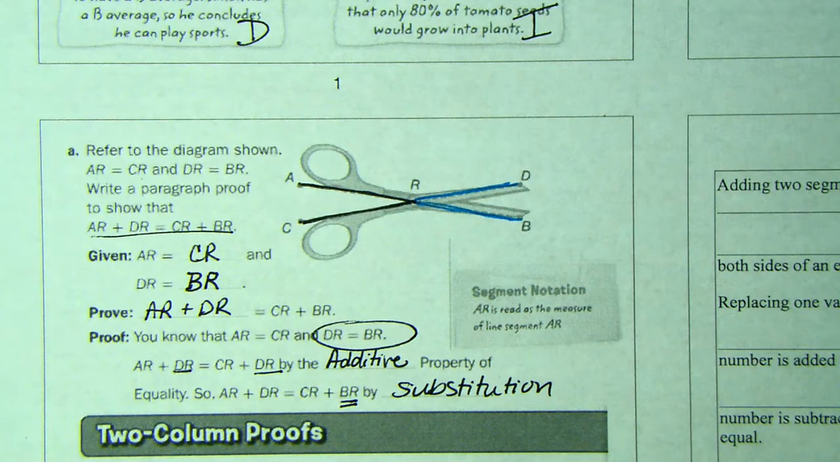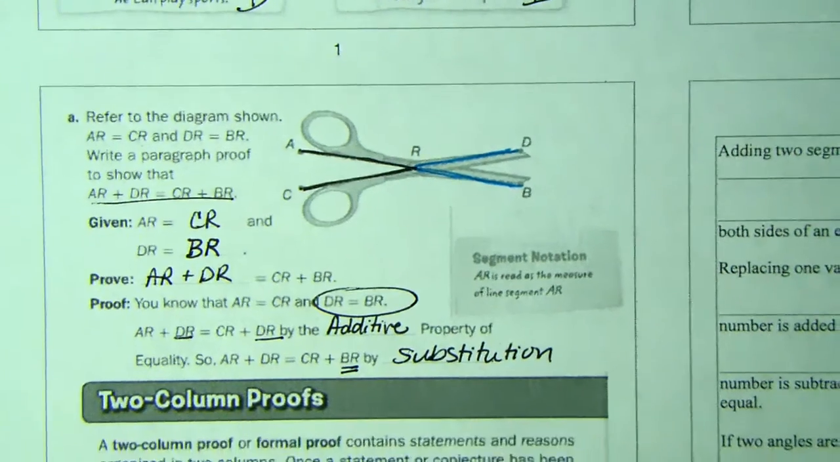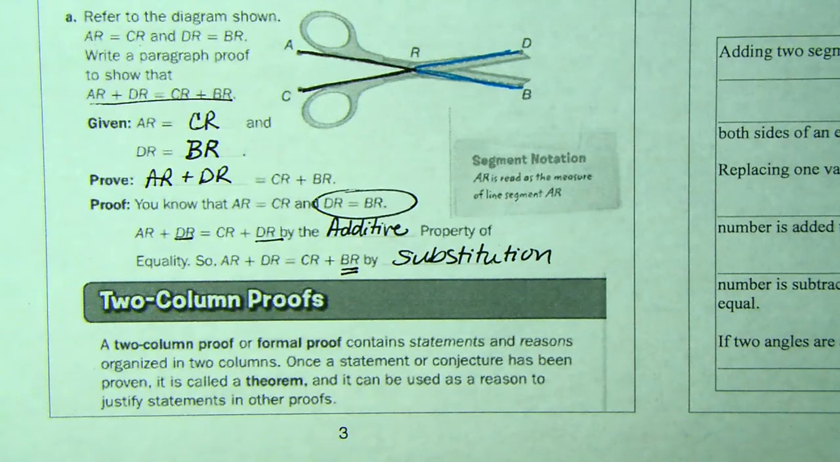Okay, so that's a paragraph proof. We won't do much of those. Two-column proofs are way more organized and easier to follow. That's my opinion. Not everybody feels that way. I think most people do. Just saying. Okay, two columns.